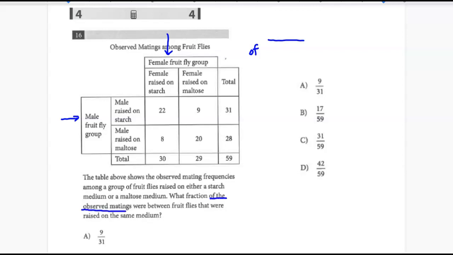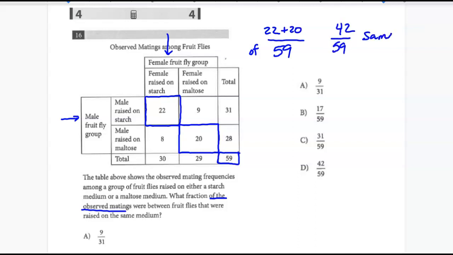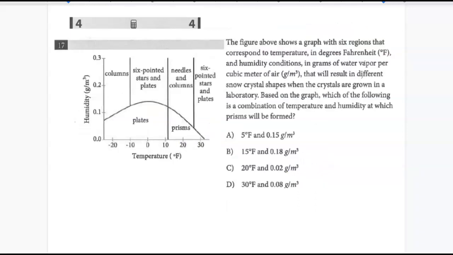So of the observed matings, well, there was a total of 59 matings. So out of all the matings, how many were between fruit flies that were raised on the same medium? So the same medium would be like both raised on starch. So that box represents the same medium. But then on maltose, these are the males and females that both were on maltose. So we need to add those together. So it looks like 42 out of the 59 were raised on the same medium. So the correct answer. All right, number 17.